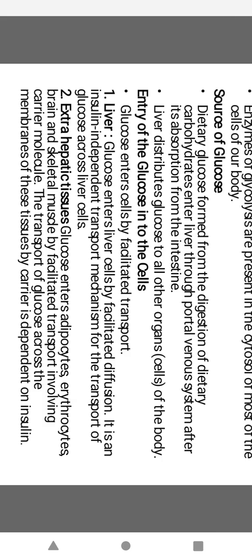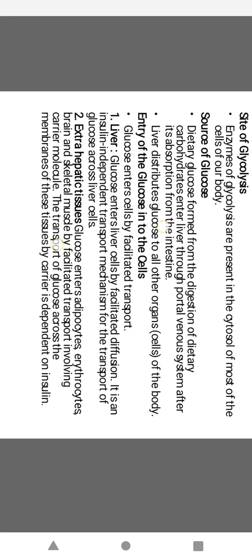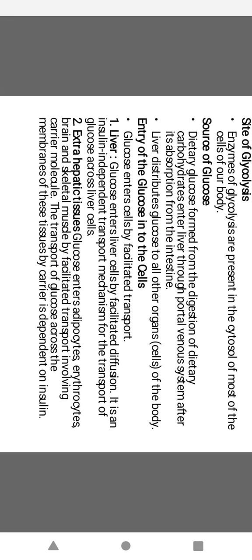Next, we see the site of this glycolysis. Enzymes of glycolysis are present in the cytosol or cytoplasm of every cell. So that occurs inside the cytoplasm of the cell. Then, sources of glucose.